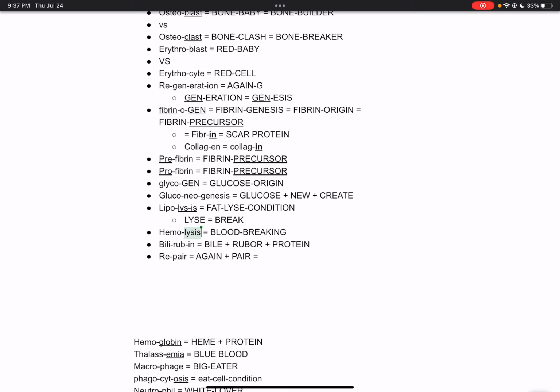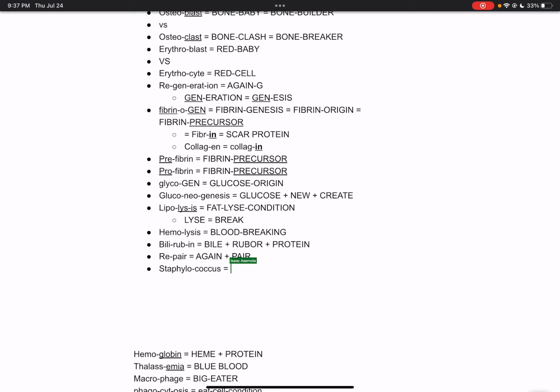Let's do micro. Staphylococcus. The staphylo just means nothing. I mean, it's good for mnemonics. It means staff. As far as we're concerned, it means staff. And then coccus means balls, right? Versus bacillus, which means rods. Okay.